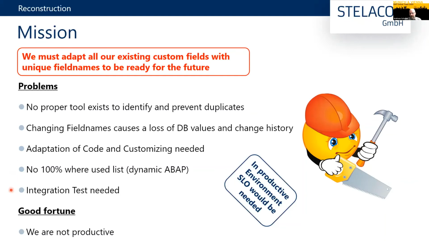And last but not least, a complete integration test is needed. And we saw that even after all those adaptations, and despite our use list, some incidents still came up some weeks ago where we had overlooked something to change. But the good fortune was that we are in the middle of the project. We were not productive, so it would be very, very hard if we had such an incident while productive. This should be avoided where it is possible.